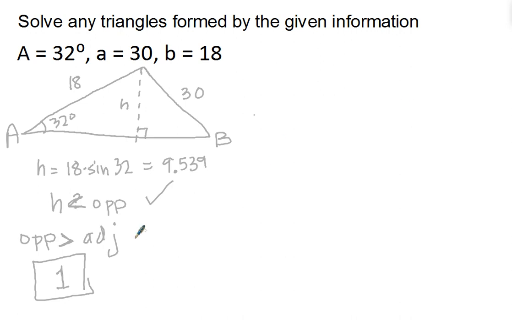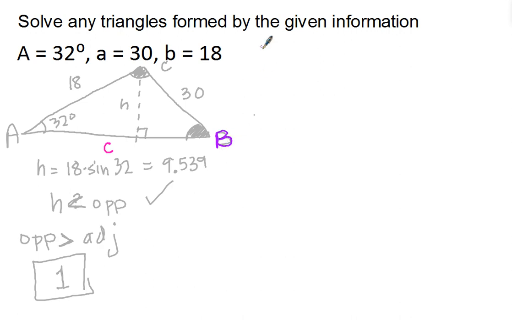So now that we know there's one triangle, we're going to have to use the law of sines in order to solve everything about it. So we're going to find angle B, we're going to find the measure of angle C, and we're going to find the length of this opposite side down here, side C. So these are the three things that we need to find in order to solve this triangle. So let's do angle B.